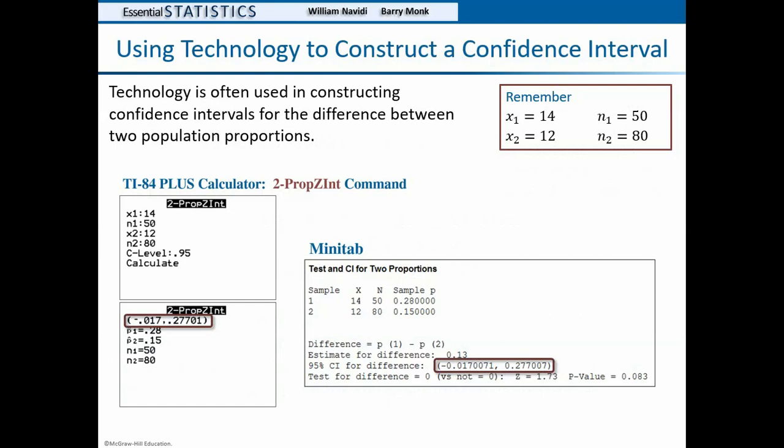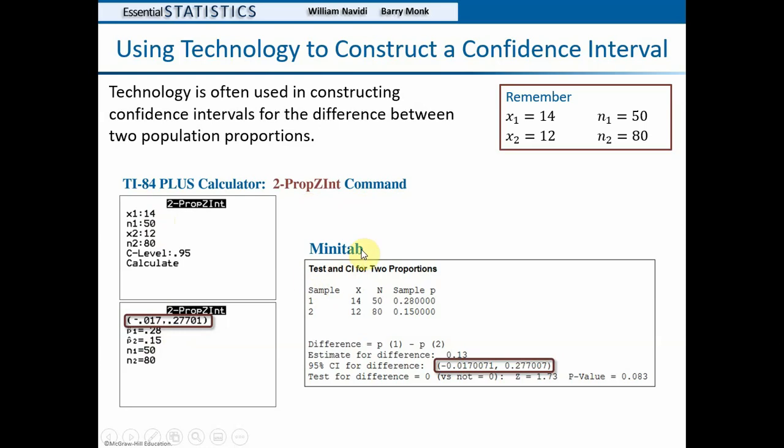So we can do, with the TI-84, the two proportion Z interval command, X1, N1, I enter, and X2, N2, the C level, confidence level 0.95, and then when I do the calculate, it gives me the negative 0.017 to 0.27701. There's my P1 hat, my P2 hat based on those calculations, and N1 and N2.